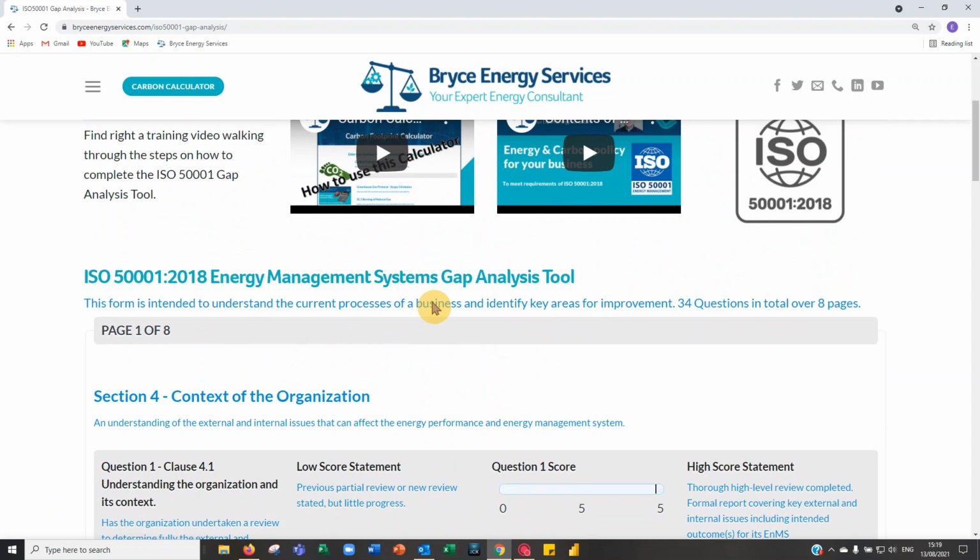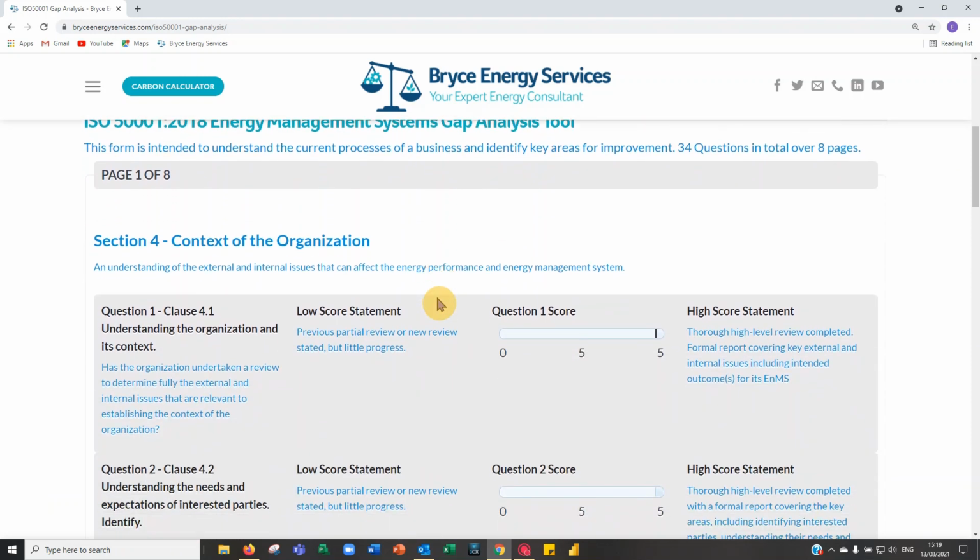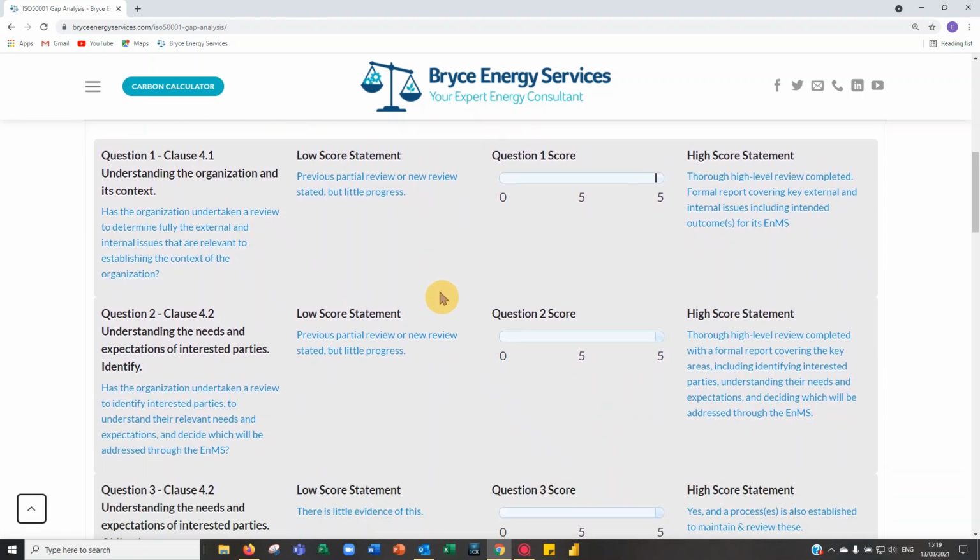So the questions are basically asking, against the standard, what is your business or organization doing against each one? So understanding the organization. Has the organization undertaken a review to determine fully the external and internal issues that are relevant to establishing the context of the organization? So, do you know what your business is about in respect to the energy management system? And only you can tell me what your business can do.